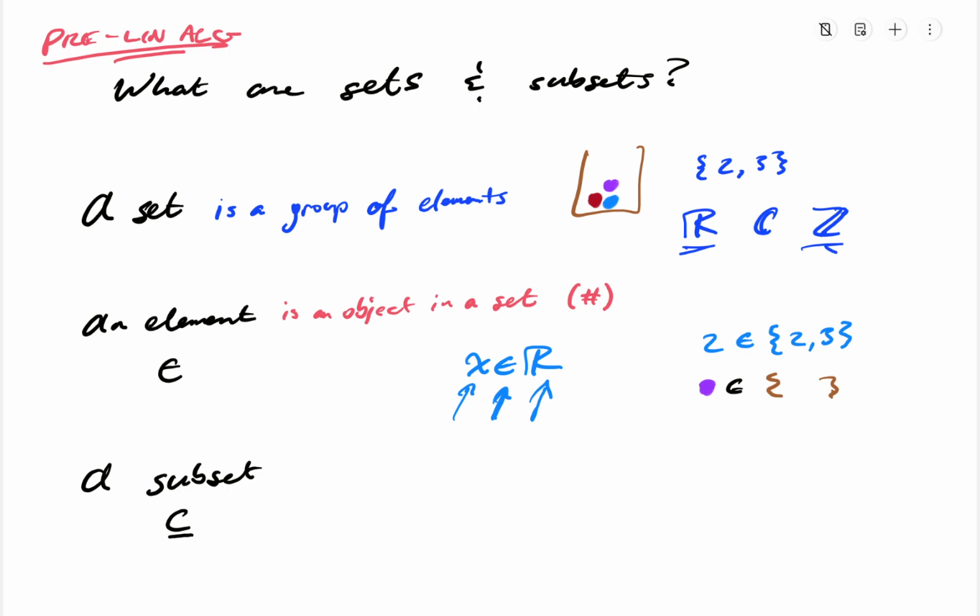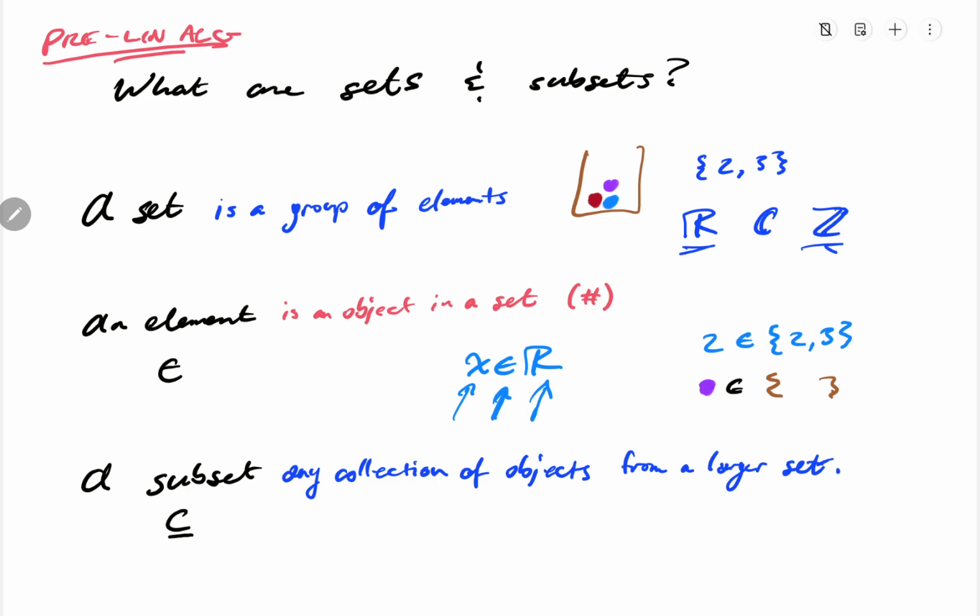All right, so subset. We know that a vector subspace is a special type of subset, but what is a subset? A subset is defined as any collection of objects from a larger set.